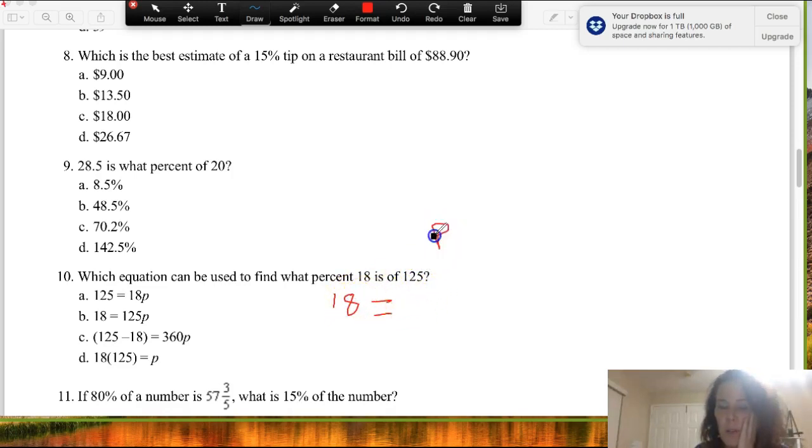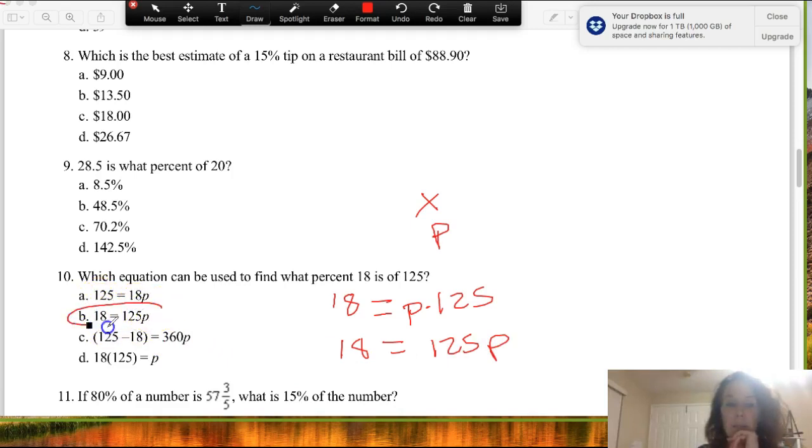So you can use, the book uses P for percent. I would use X, but it doesn't matter. 18 is what percent times 125. You would change that to a decimal to do your multiplication. But basically, it would look like this. 18 is 125 times P. Okay? So 18 is 125 times your percent.